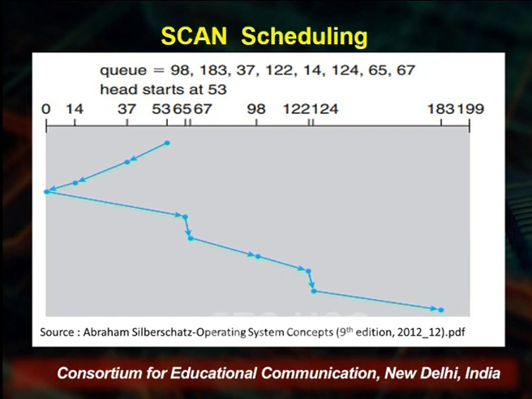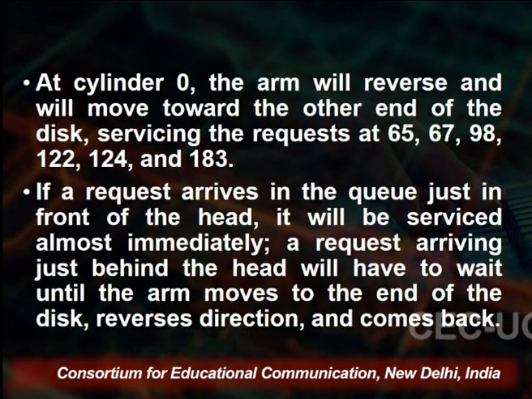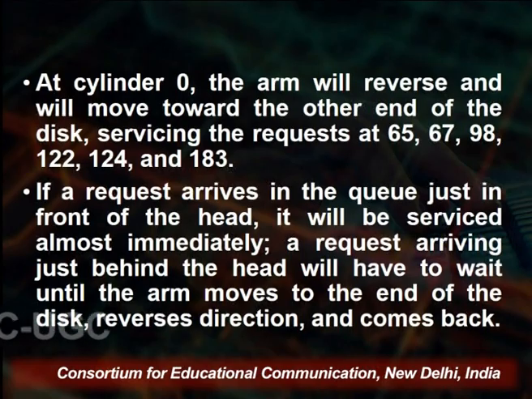request to be served, and then it will change the direction, and when the direction has been changed it will go for 65, then 67, then 98, then 122, 124, and then 183. So this is going to be the sequence in which your requests are being fulfilled. At cylinder 0, the arm will reverse and it will move towards the other end of the disk, while servicing the requests 65, 67, 98, 122, 124 and 183.